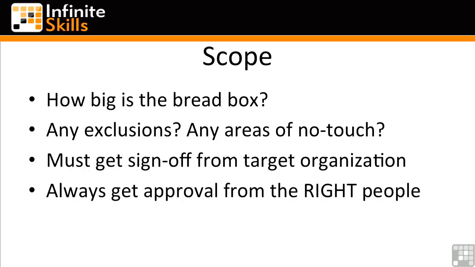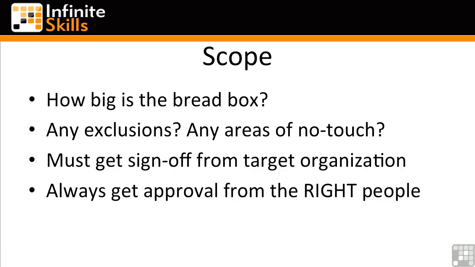So let's talk about scope. How big is the breadbox? And specifically, what is it that the two of you have agreed to? So you as the penetration tester and them as the target organization or the client, what have you agreed to? Are there any exclusions? Are there any areas where you're not allowed to touch anything? So if they've got a database server, maybe there's a lot of really sensitive data on it and they're a little hesitant and they may put a don't touch this clause into the scope. So there's a lot of different reasons why they may exclude areas from the scope.